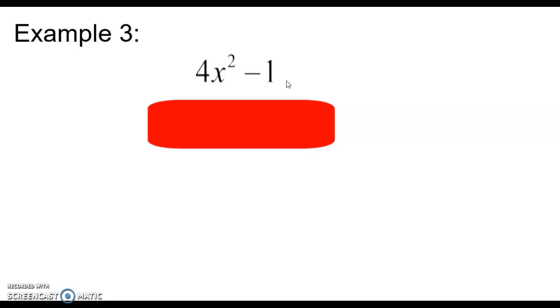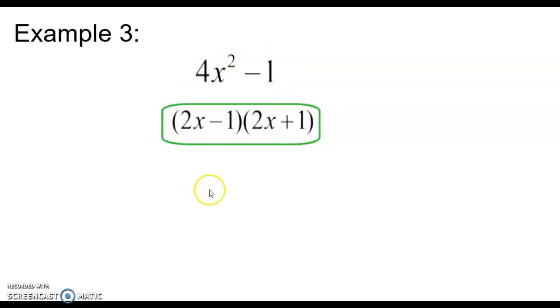But what I do notice is, again, I have a difference of two squares. 4 is a perfect square. I have an even exponent. 1 is also a perfect square. So I'm going to take the square root of my first term. Square root of 4 is 2. The square root of x squared is x. And then the square root of my second term is just 1. So my factors are 2x plus 1 and 2x minus 1.